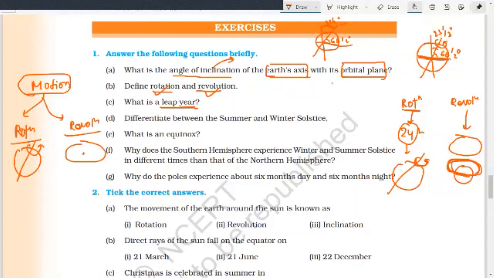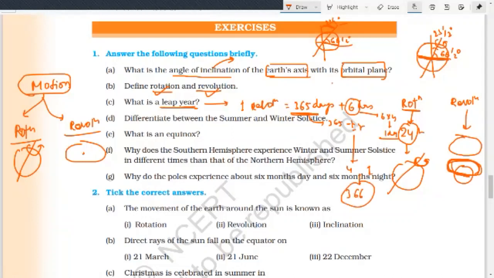What is a leap year? We know that Earth completes one revolution around the Sun in 365 days, and an extra 6 hours is taken by Earth to complete one revolution. But for our convenience we just take 365 days in a year. After 4 years this 6 hours becomes 6 into 4, that is a complete one day. So after every 4 years we add this extra day, and the year becomes 366 days.